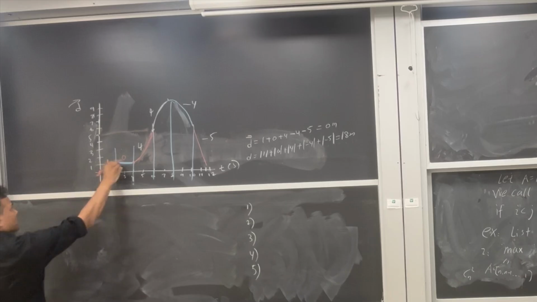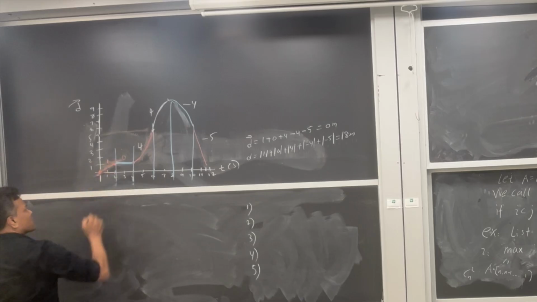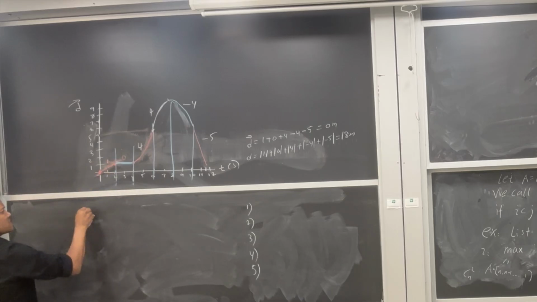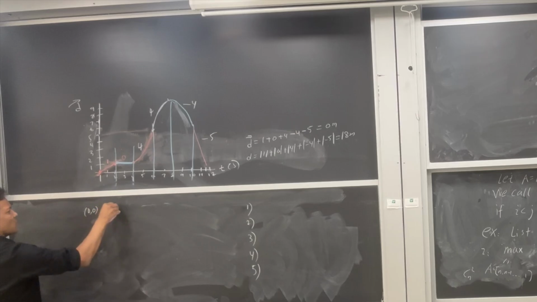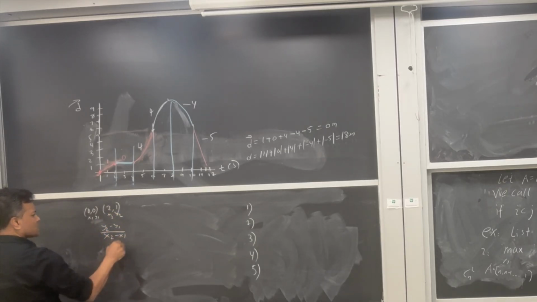All right, the first one is very easy. You have 2 points: 0, 0, and 2, 1. So this is x1, this is y1, this is x2, this is y2. So the slope is y2 minus y1 over x2 minus x1. So y2 is 1 minus 0, and then you have 2 minus 0. So this is half.